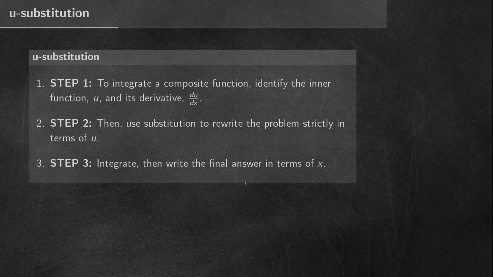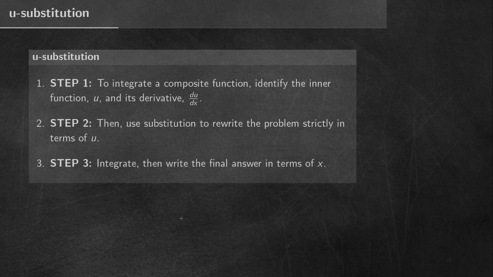So we're going to approach these problems using a step-by-step process. The first thing we want to do to integrate our composite function is to identify what is the inside function, and we're going to call that u. So we'll write down what u is equal to, and then we're going to find du dx. u is going to be some function of x, so we'll take the derivative, and that's going to be du dx.